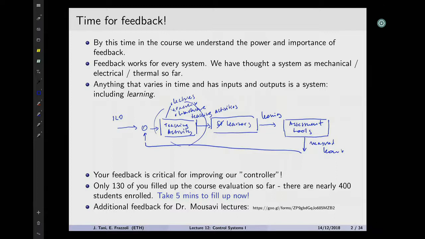Only 130 of you have filled out the course assessment. So it's important, do it now. I'll give you 5 minutes to go online and fill out the course assessment for Control Systems 1. Please do it. It's important for the course.